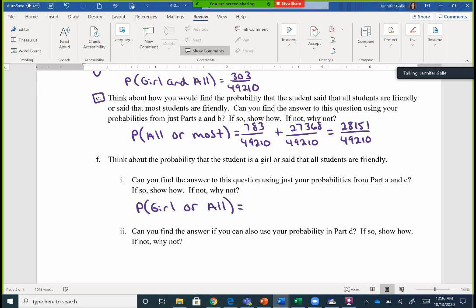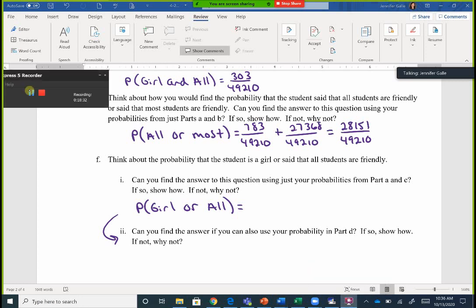So can you answer that right from the table? If not, if you can't, then look at part 2. It says, can you find the answer if you also throw in what you found in part D? So something to think about. Think about what we did with the shoes and think about, see if you can transfer it now to this particular data. Talk about it with your partner.